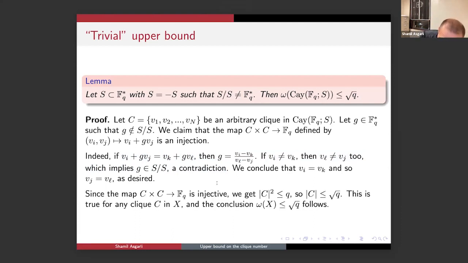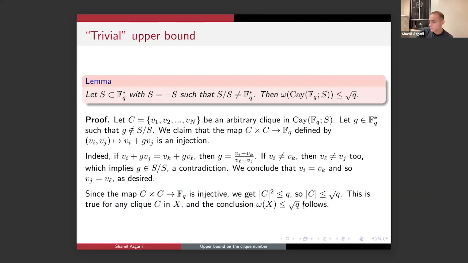So this map is injective, which means that the cardinality of the set on the left, which is the cardinality of C squared, is at most the cardinality of the set on the right. So it's at most q. Now, if you take the square roots, you get that the size of C is at most root q. And this is true for any clique. And because this is true for any clique, the clique number of X is at most root q. So this is the proof of the trivial upper bound.